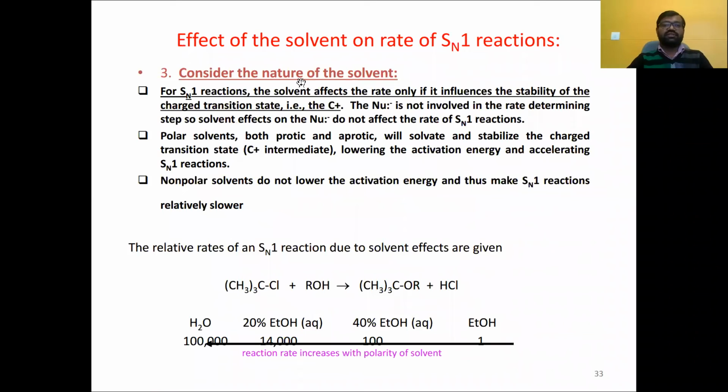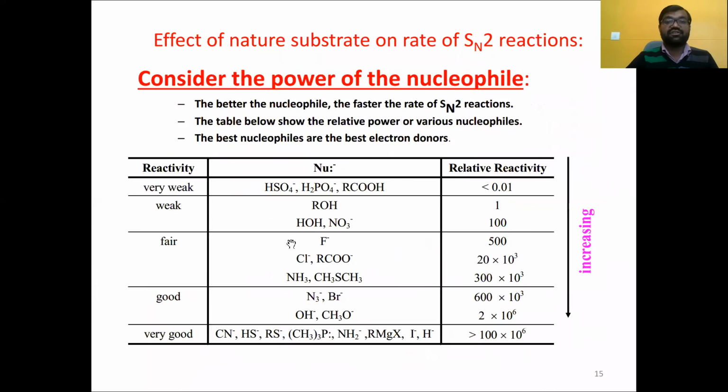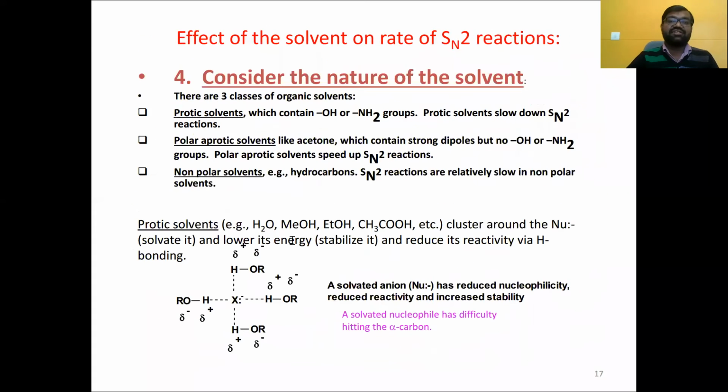Okay, so the last factor which is going to affect the SN1 reaction is the nature of the solvent. If you remember the last slides which we visited, where we learned the classification of solvents, we classified the solvents into three types. Non-polar solvents have no polar functional groups. Examples are hydrocarbons: hexane, heptane, octane, nonane, cyclohexane, cycloheptane. They have no polarity.